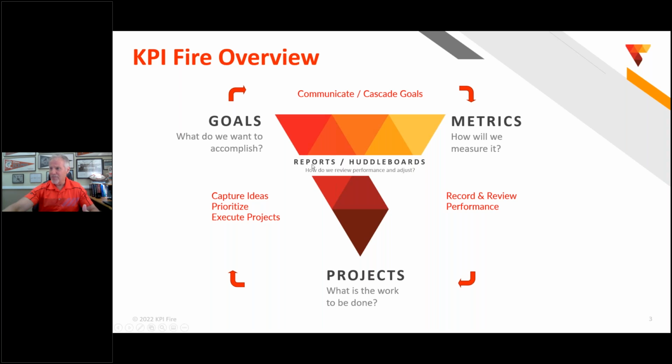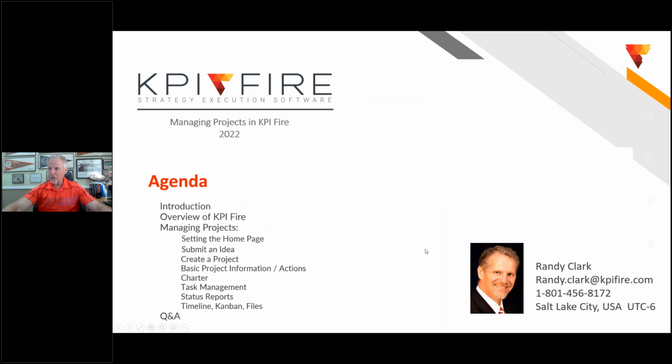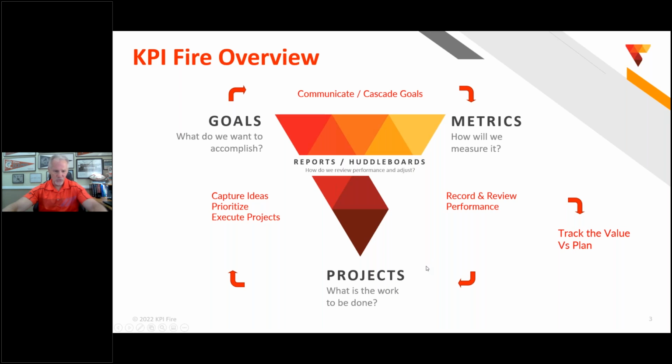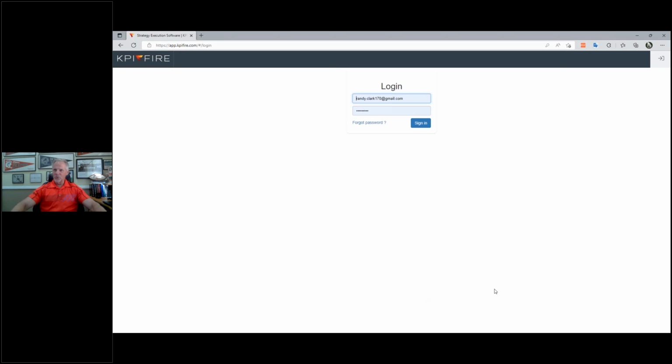And then finally, there in the middle are these reports and huddle boards. And those are basically tracking the value, the plan, right? Tracking value to the goals that we're tracking, having reports and huddle boards to understand and communicate across the organization how we're doing. Okay. So that's a general basic overview of KPI Fire. We're going to jump in here to the tool itself to go into managing our projects and the rest of our agenda today. So let's pop in here to log into KPI Fire.